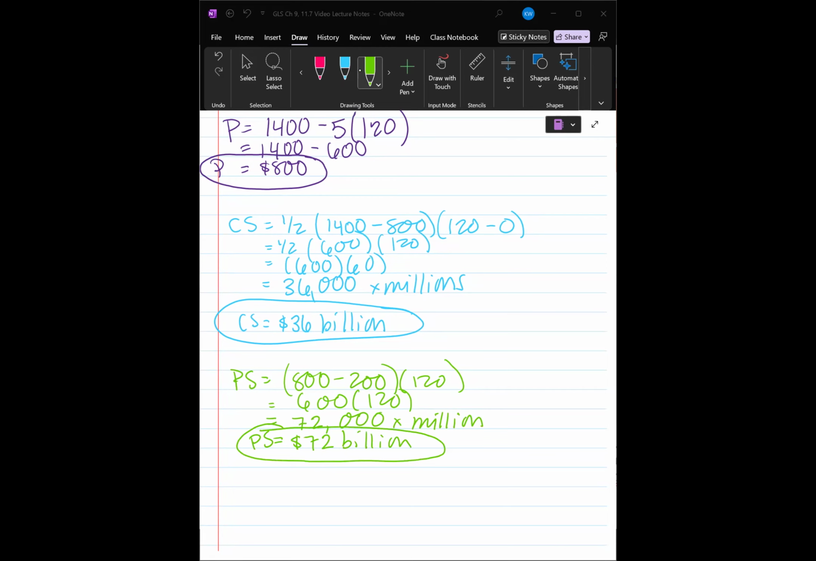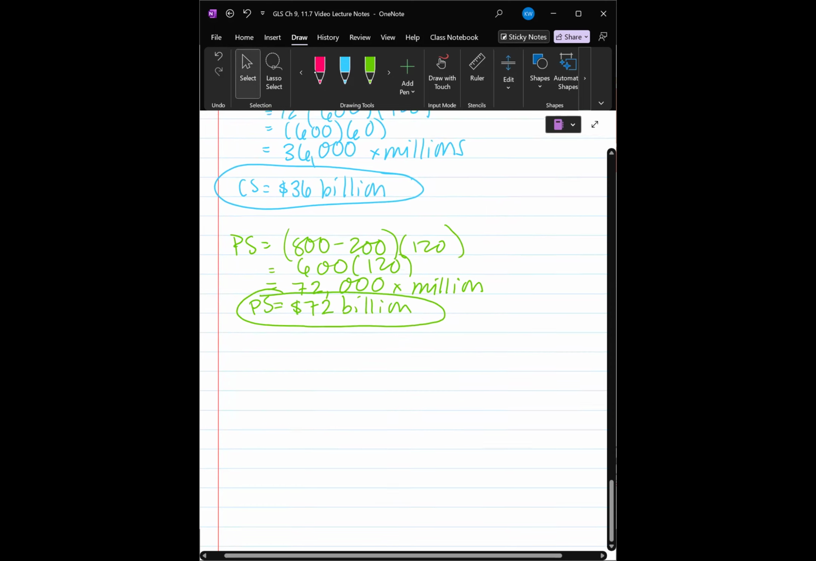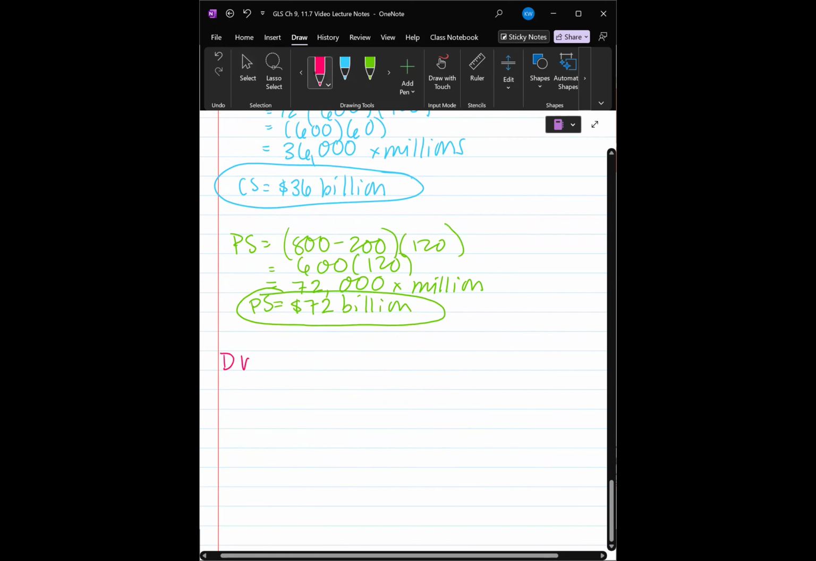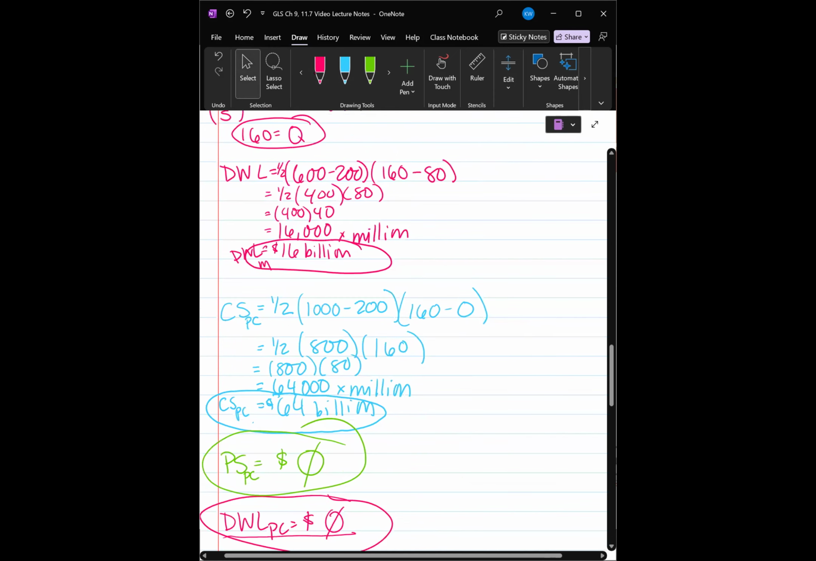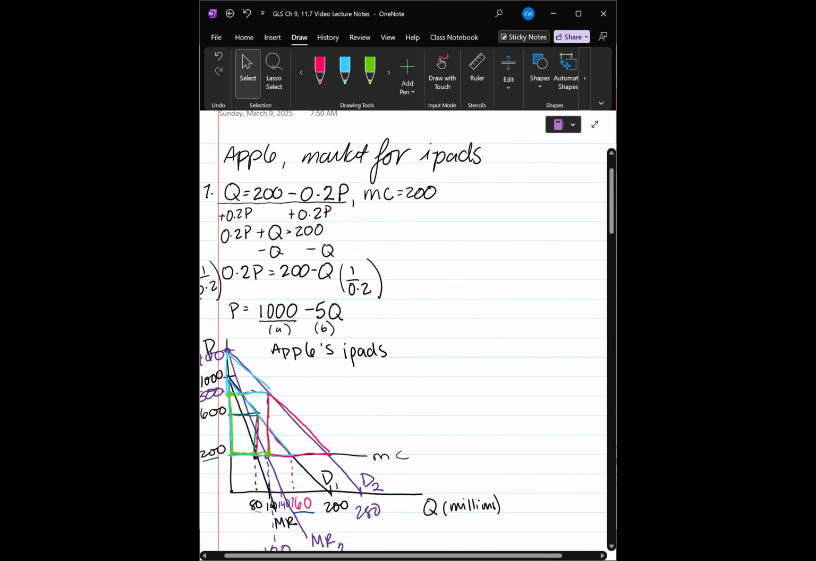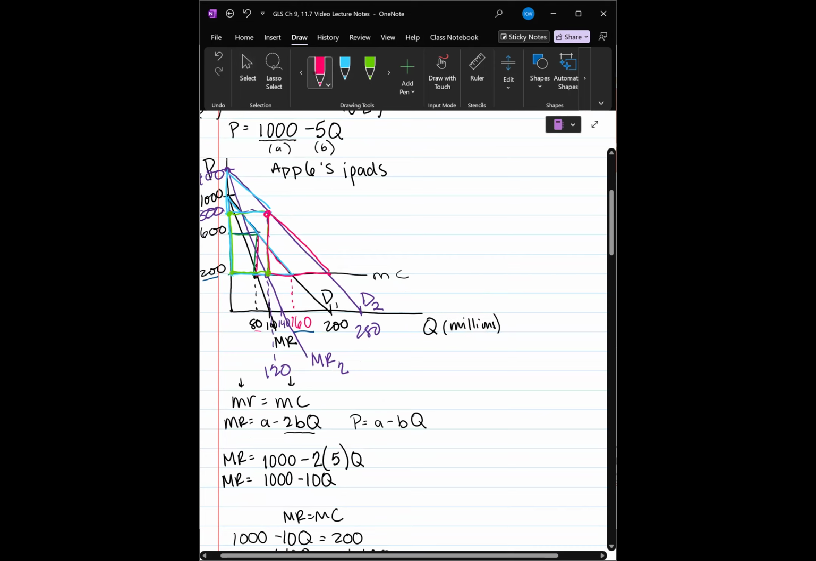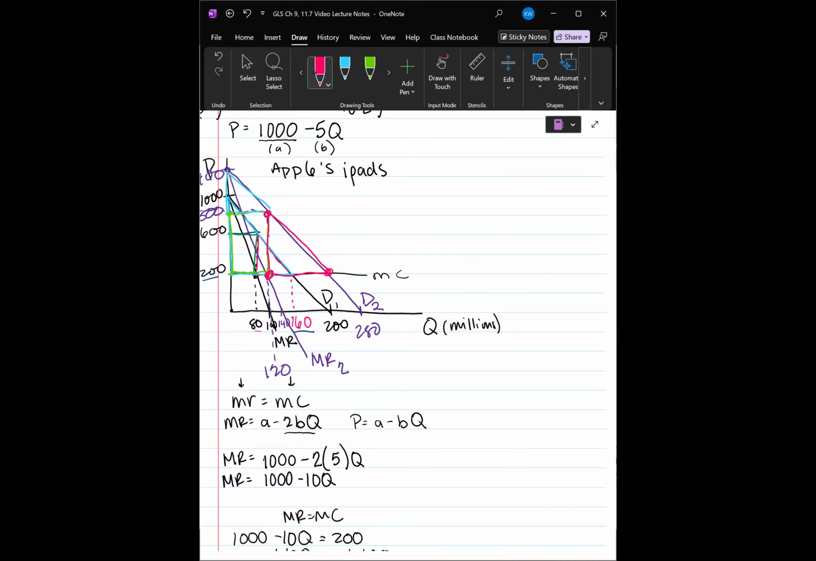Lastly, here we want to find deadweight loss. So deadweight loss is our triangle that shows how much less is being produced by our monopoly than would be produced by a perfectly competitive firm. It's going to be the difference between the price that consumers pay and the marginal costs of the firm, and then the difference between what a perfectly competitive firm would make compared to a monopoly, right?